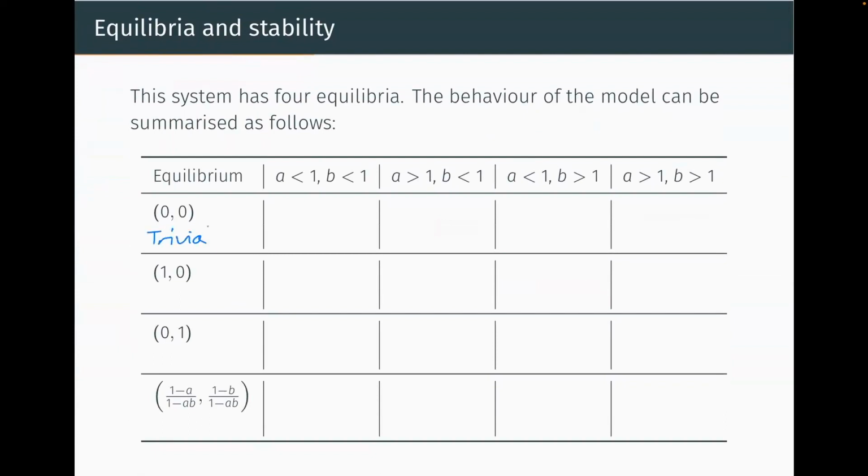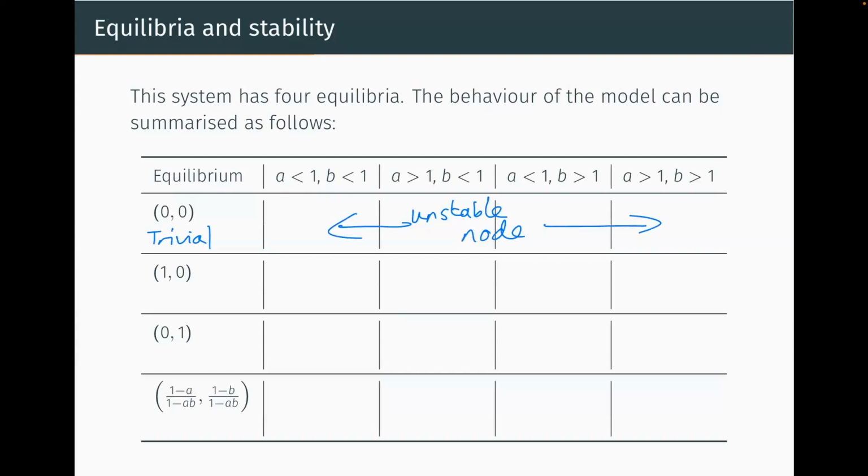So this 0, 0. It's called trivial because both of the species are extinct. And it turns out that this is always an unstable node. So that means we will always move away from our trivial equilibrium as soon as one of the species at least is present. We move away from it in all directions.